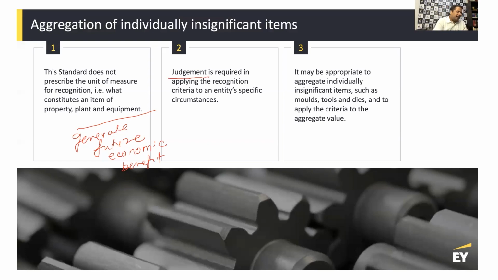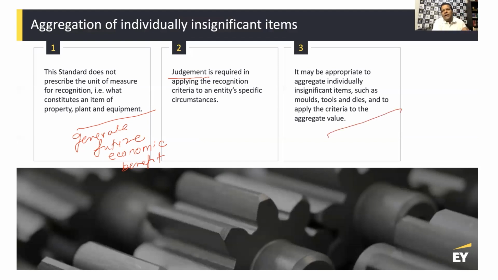It's a judgmental area for recognition criteria, for an entity's specific circumstances. Many a times it is appropriate to aggregate individually insignificant items such as molds, tools, and dies, and to apply the criteria to the aggregate value, and so on and so forth. But you also need to be mindful that when you capitalize in aggregate, what controls you have put in place to monitor these assets.